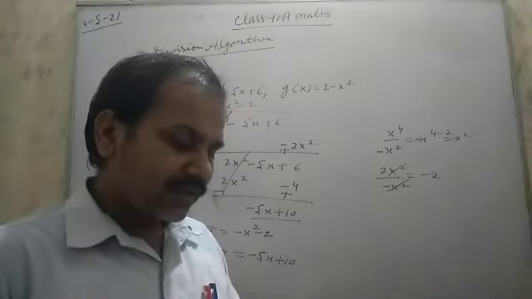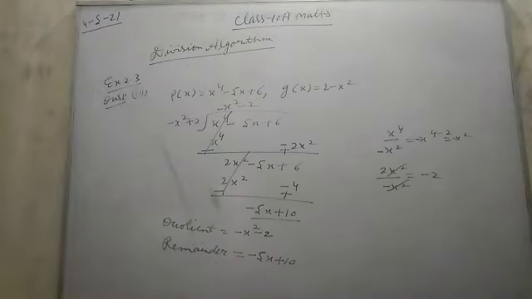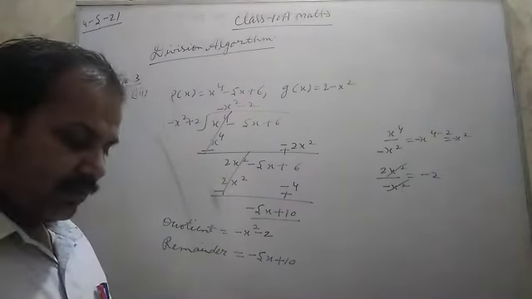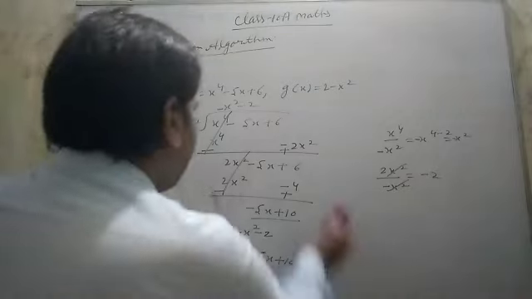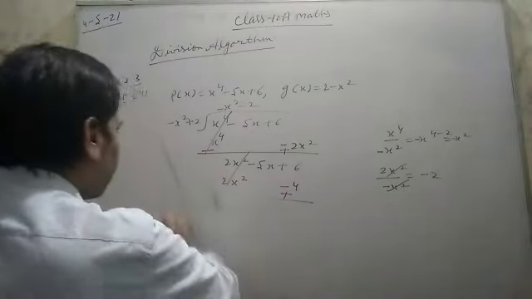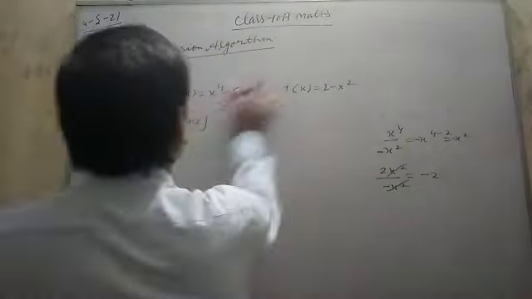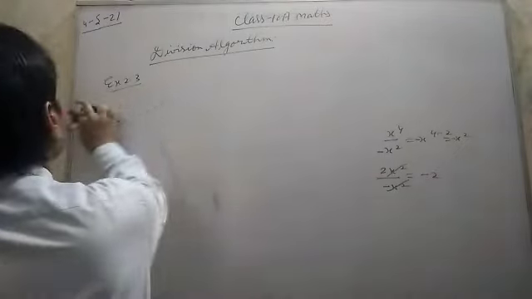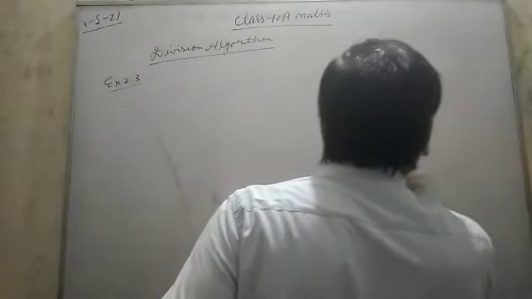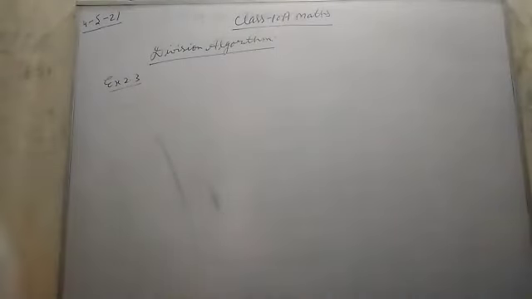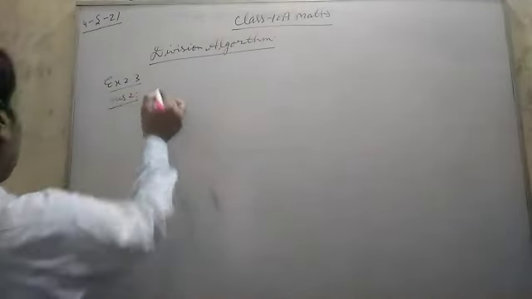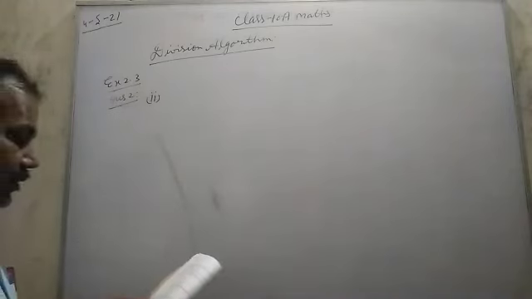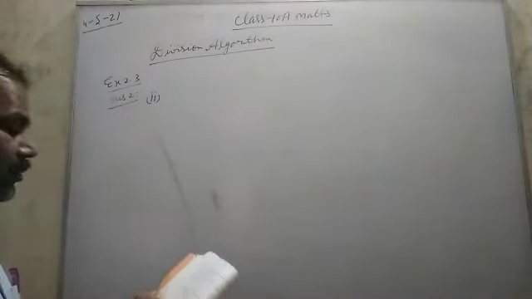Okay. So in question number second, I will tell you one part. Okay. And the remaining part you try by yourself. Okay. So any part, first part, second part, I will tell you. Okay. So question number 2, second part. Okay. So divide the second polynomial by the first one.